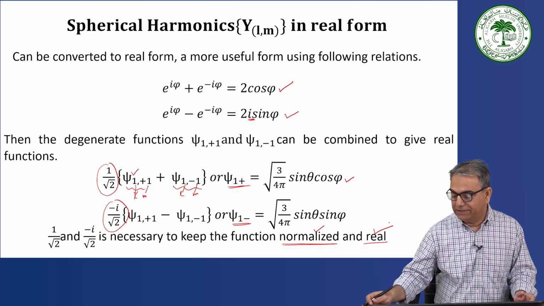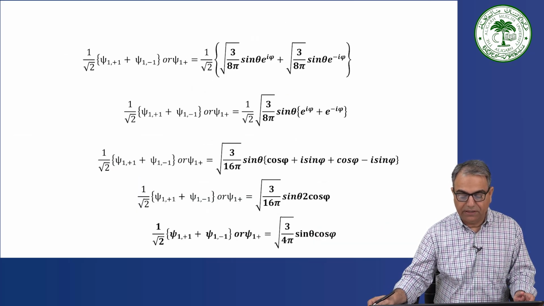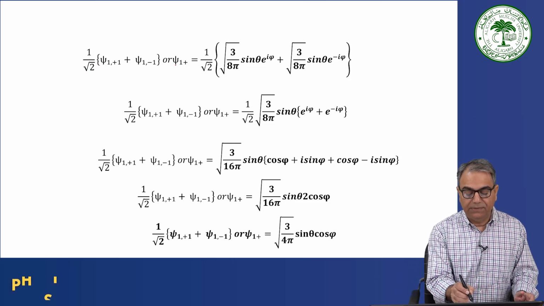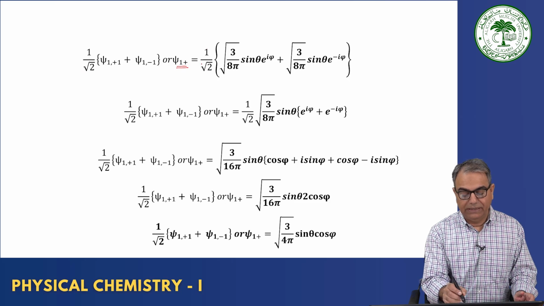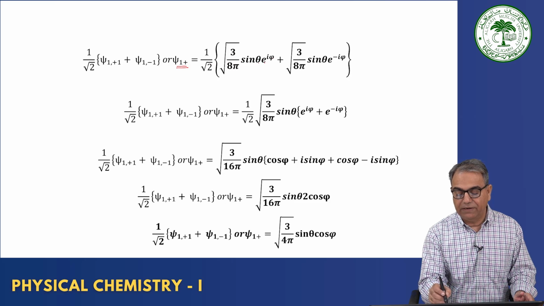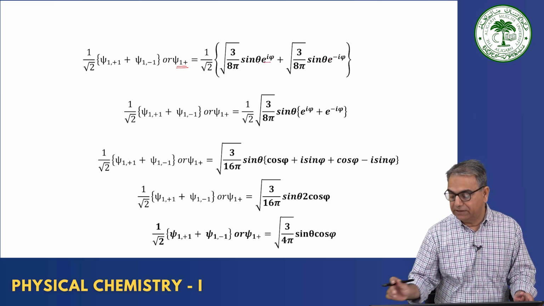So try to find out this linear combination, what kind of linear combination you get. If you take a positive combination psi 1 plus, then it's 1 by root 2, root under this factor we have added, and the function was root under 3 divided by 8 pi sin theta e to the power i phi, and then root under 3 divided by 8 pi sin theta e to the power minus i phi.